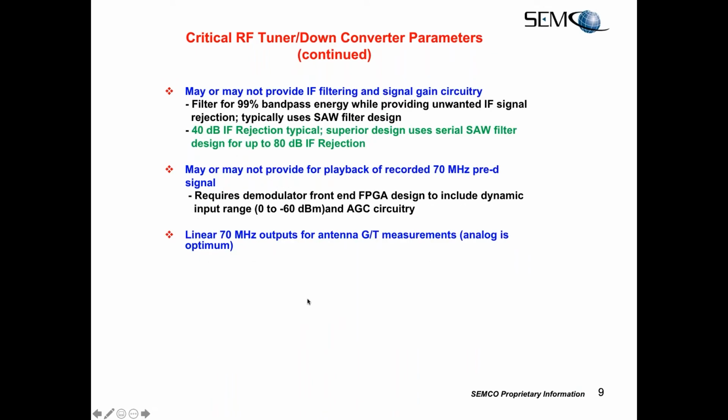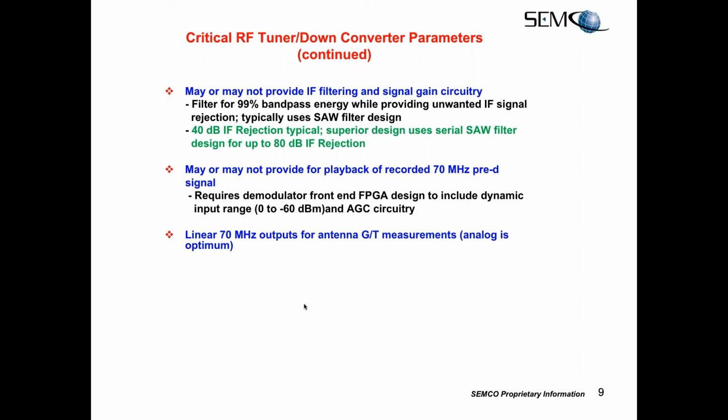So again, the RF tuner front end may or may not provide IF filtering and signal gain circuitry, but at some point in the receiver's circuitry, they have to provide this IF filtering and signal gain. That's the best place to do it, in the tuner, but some have separate modules or separate circuits that they route the 70 megahertz to for that filtering. So what does this filtering do? It filters for 99% bandpass energy, but that's the goal, to basically filter out all the noise other than at least 99% of what you want to track and what you want to demodulate.